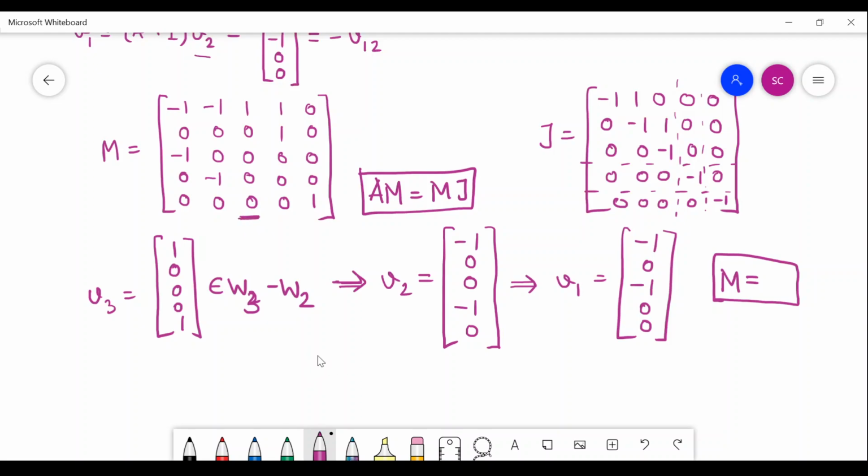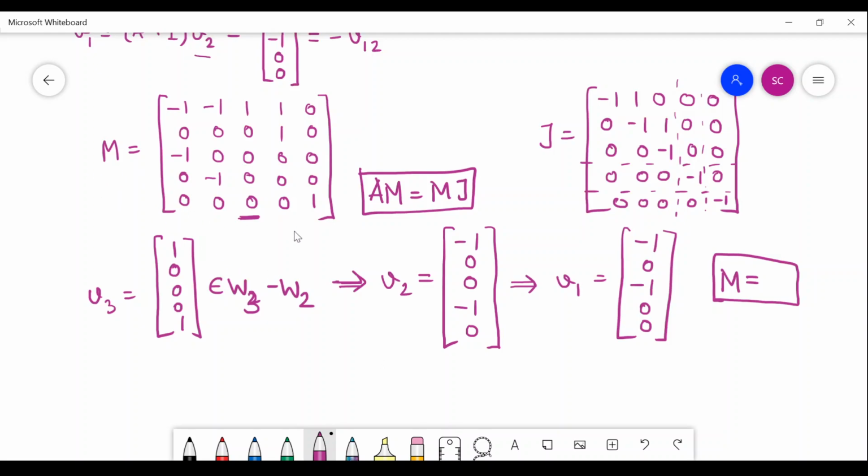Nothing else is going to be affected. J will remain as it is. If you do AM into MJ, you will get the same result. This you will get a check. I don't know if AM and MJ will be the same, but the equality will be verified. Okay, so this is something that can happen in the case of this sort of matrices where you have repeated eigenvalues.